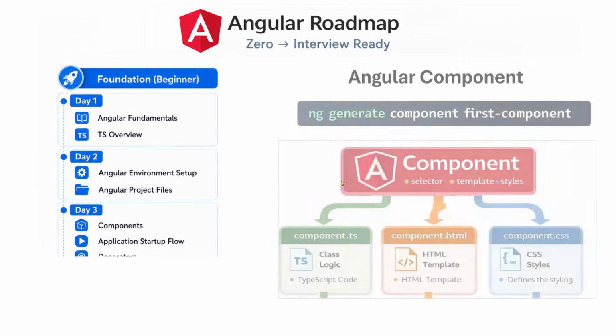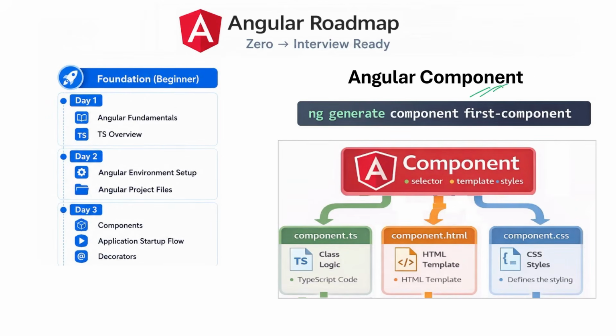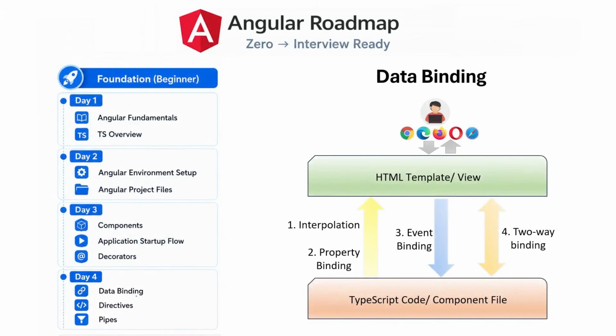Next, on day 3, understand components. In simple words, if Angular is a house, then components are the bricks of that house. And you can create your first component very simply by using this command. Finally, on day 4, learn data binding, directives, and pipes, which are component related concepts. Once you understand these topics, then you can create basic Angular projects and your Angular foundation is complete.